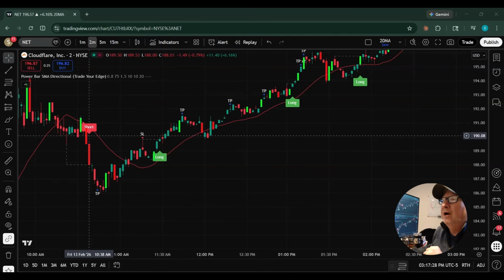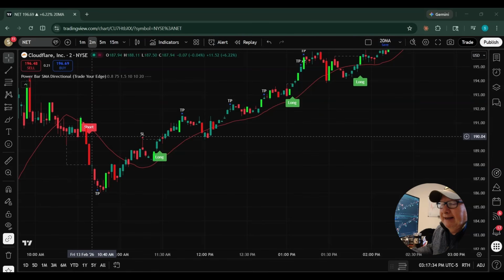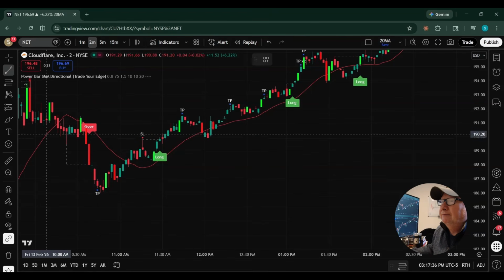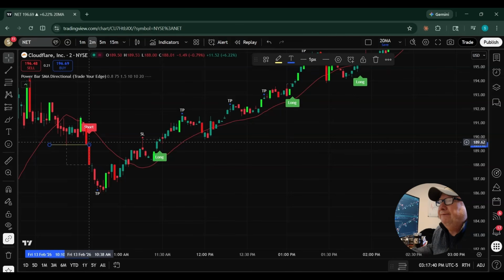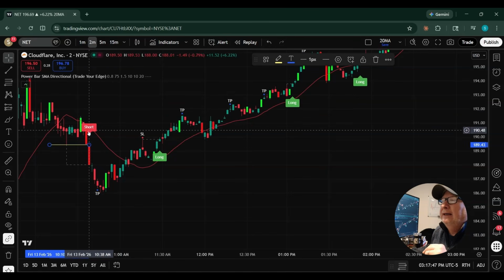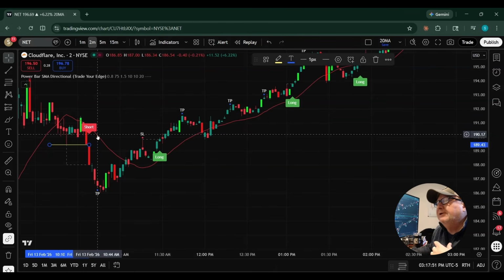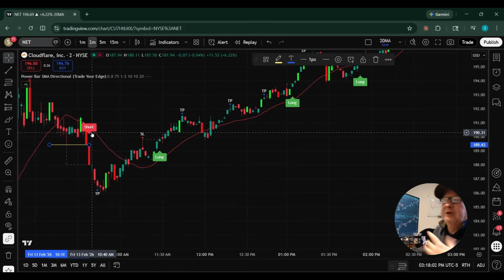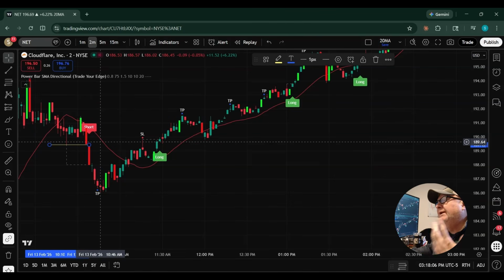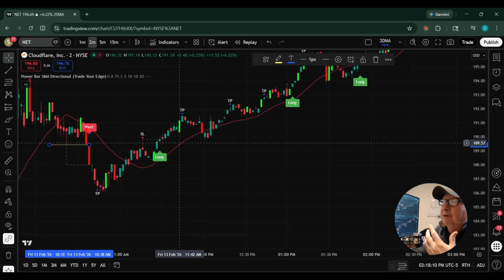We're looking for a power bar that's larger than the bars around it, that clears support to the left, or resistance to the left if we're talking about a long. It begins at or near the 20, and it's moving in the direction of the 20. So when I'm taking a short, I'm looking for a downward sloping 20. When I'm taking a long, I'm most often looking for an upward sloping 20.